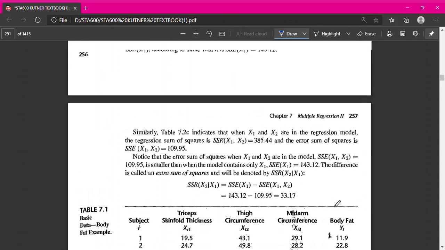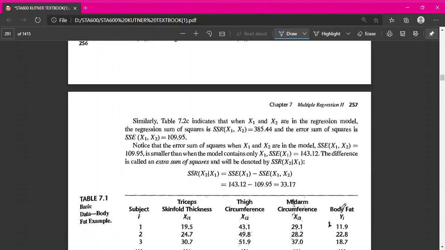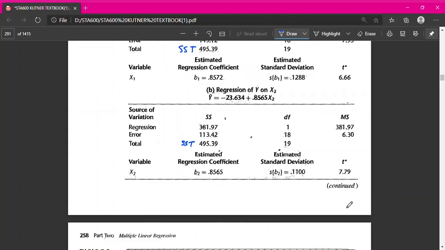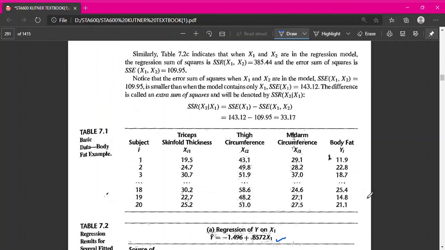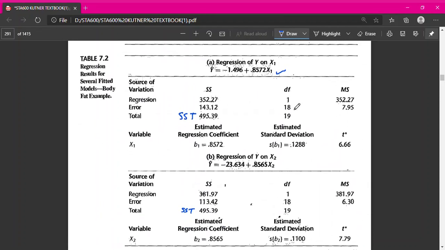Okay. So let's see, dia kata kat sini. Notice that error sum of square when x1 and x2 are in the model is 109.93, which is this, is smaller than when the model contain only x1, which is SSE 143.12 here.